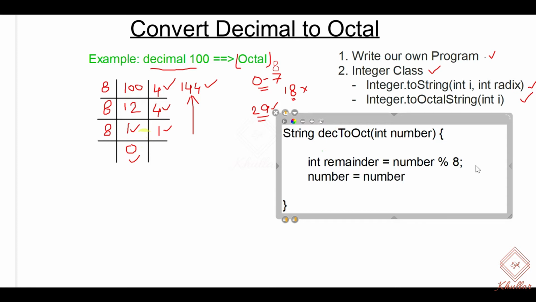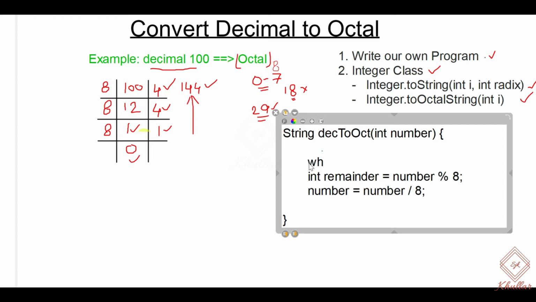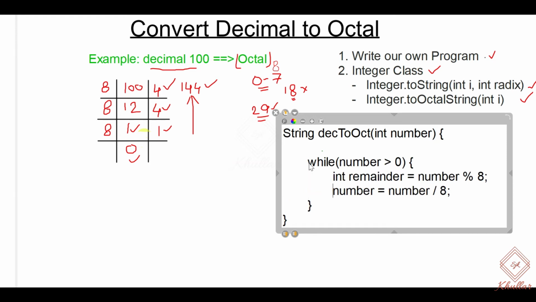Okay, and the third thing we are doing, our base condition: we will keep on performing this division operation, 100 by 8, 12 by 8 or 1 by 8, till we reach 0. So our base condition is we will keep on performing this particular operation till our quotient is greater than 0. Okay, so let's write that base condition as well. We'll use a while loop, right? So if I say while number is greater than 0, keep on performing this particular operation which we are doing as of now. Okay, let's indent it.